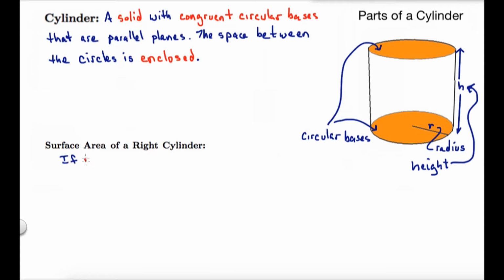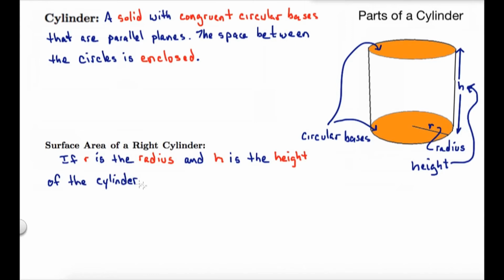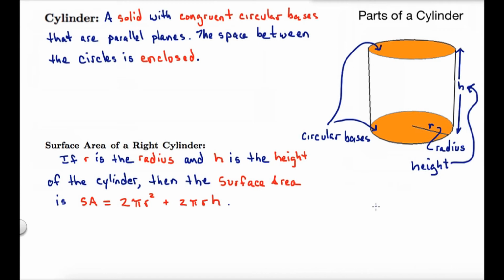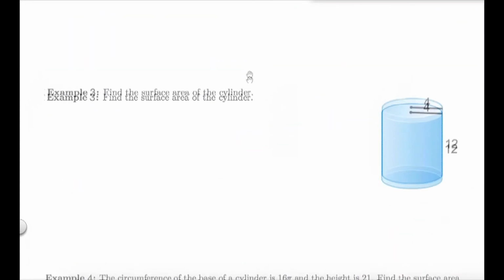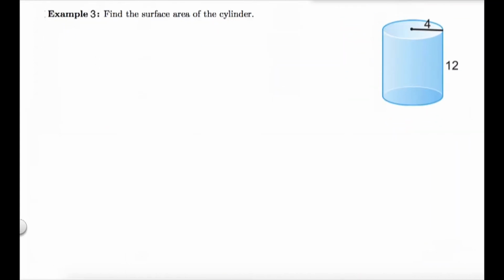So how do we find the surface area? So if r is the radius and h is the height, then the surface area is 2 pi r squared plus 2 pi r h. That's an equation. So how do we come up with that equation? So we're going to look at that here in a second.